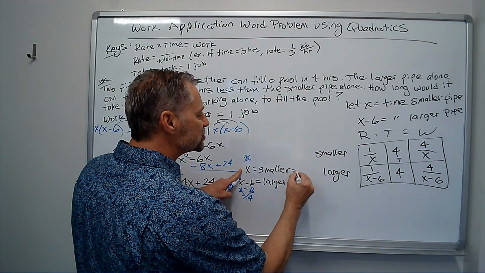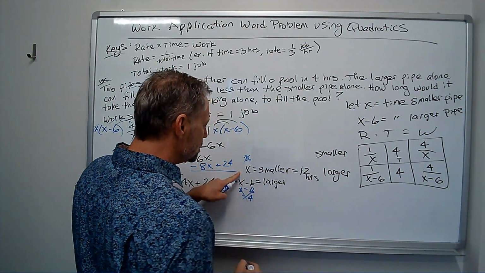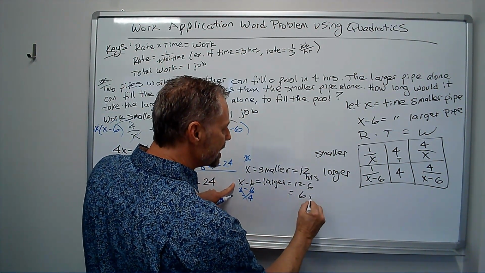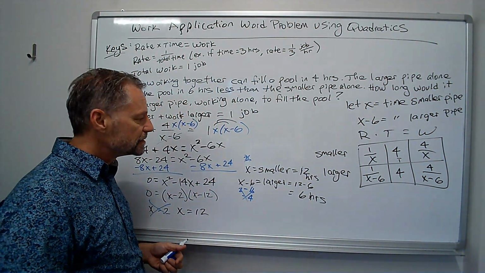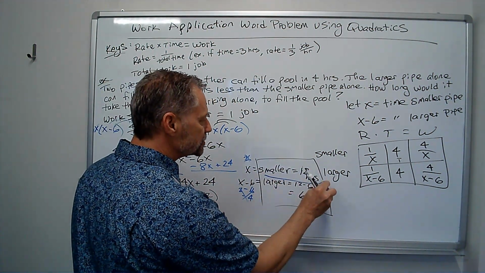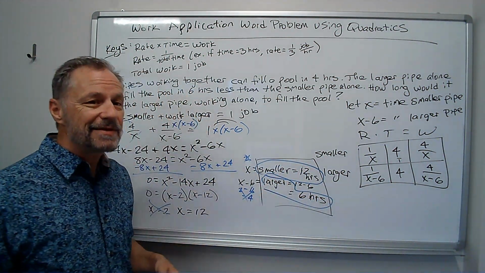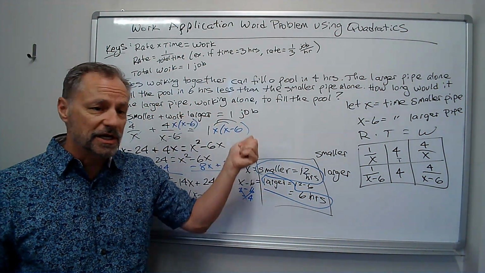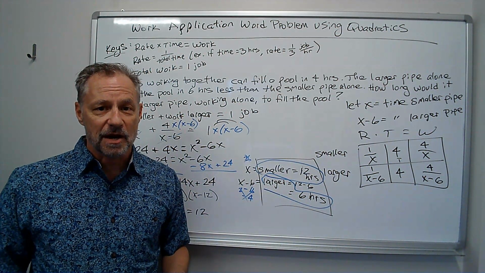If I plug in x is 12 hours, and then x minus 6 is 12 minus 6 is 6 hours, that's my answer. So the smaller pipe can do it in 12 hours, and the larger pipe can do it in 6 hours. And remember, the question just said, how long does it take the larger pipe working alone to fill the pool? Oh, the larger pipe can fill the pool in 6 hours.